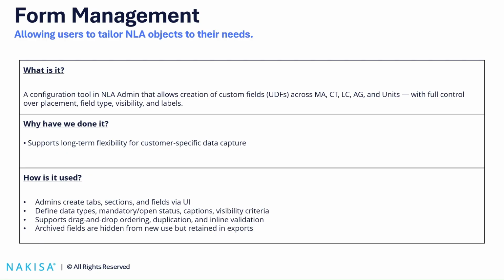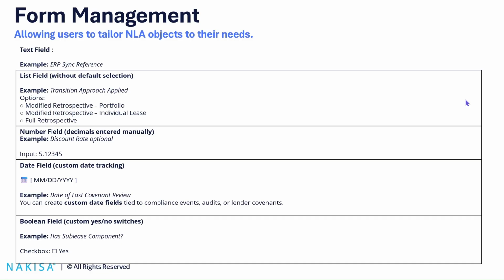Any archive fields or not used fields will be hidden from the user on the UI, but you will be retaining them in exports because you will also have them used in the past. Maybe you don't want to use going forward. Some of the examples I can show you is one of the data type can be list field, whereby you can provide multiple options for the user to select multiple or just one.